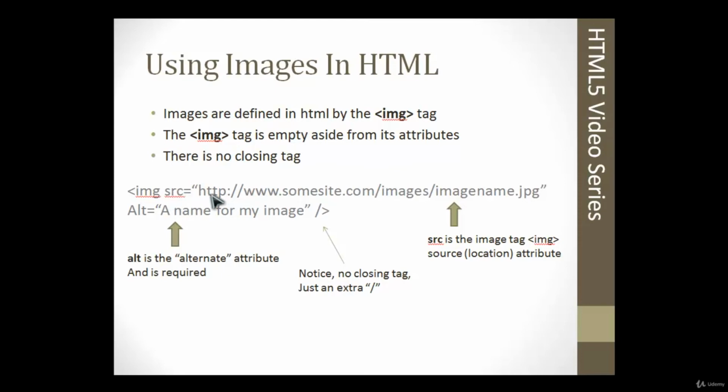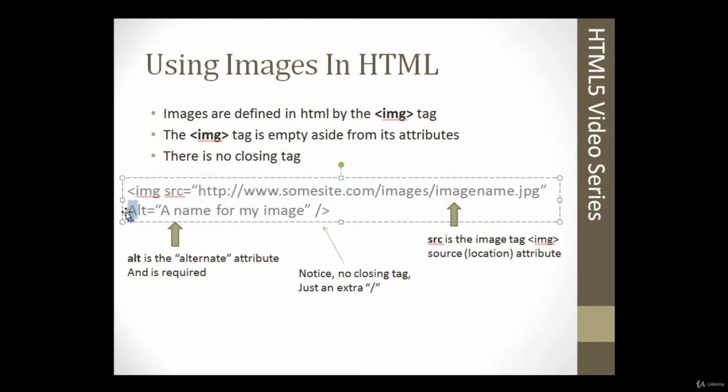And what this does is it points to the physical location of the image you want to display. And you could use an absolute path like this, which is the entire URL, or you could use a relative path depending on where your HTML file and your image file is on your server. And another needed attribute is the alt attribute.